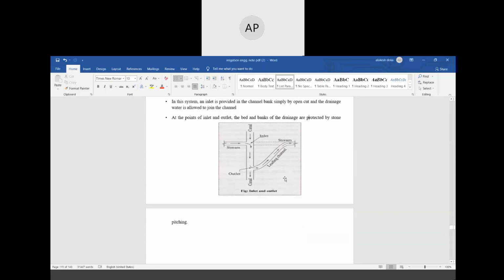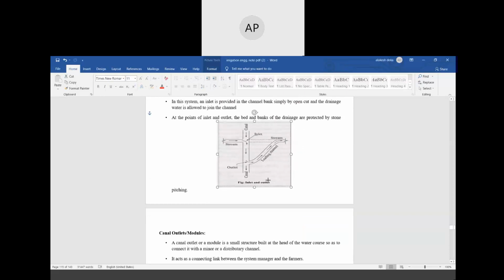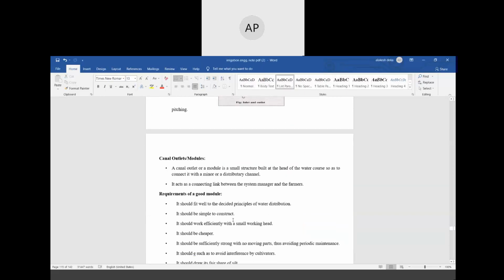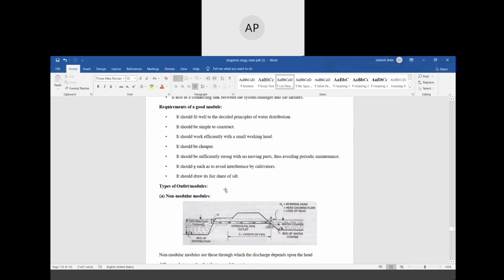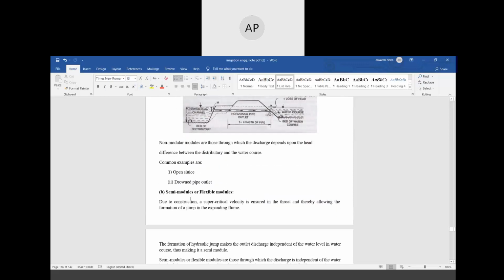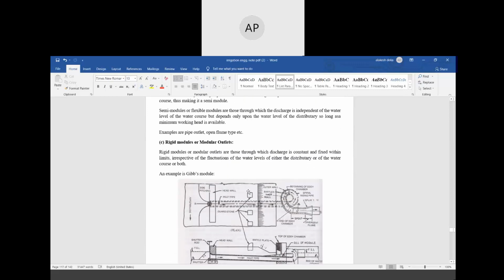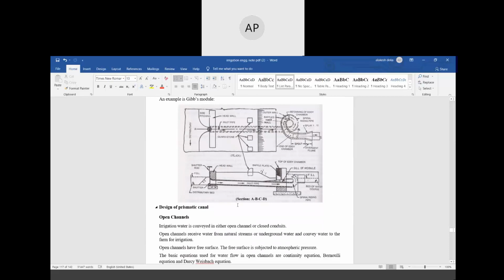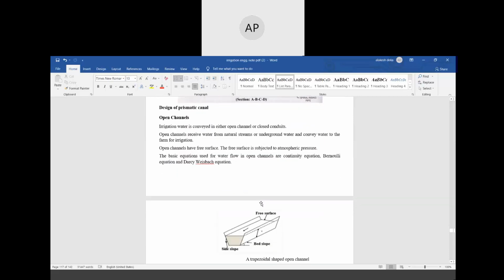Stone pitching. Next is canal outlets modules. There are semi modules, rigid modules, design of prismatic channels.